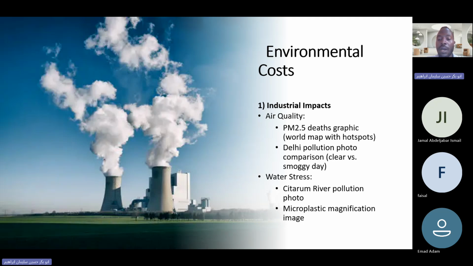river. Additionally, there are also microplastics. Microplastics in the water can also affect the microorganisms inside the river. This is the environmental cost. One of the environmental costs is the industrial impact.